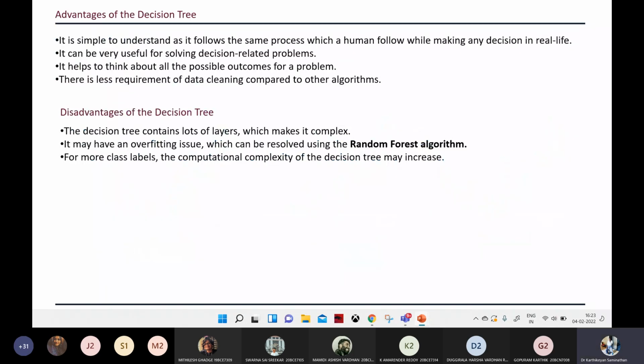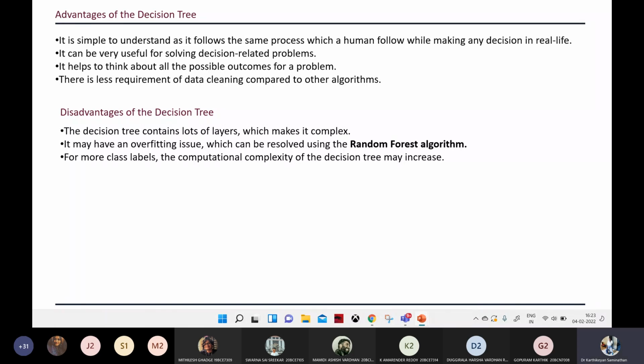So what are the advantages of decision tree? It is very simple to understand and it follows the same process which humans follow while making any decision. Also, it can be useful for solving decision related problems. It helps to think about all possible outcomes of the problem. Also, less requirement for data cleaning.